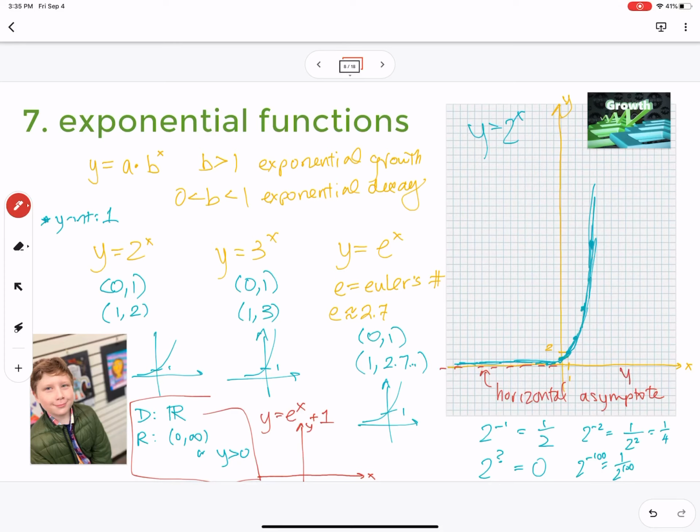Oh, I don't know why I circled that. Oh, so horizontal asymptote is normally y equals 0. It relates to the range. That's probably what I was talking about.